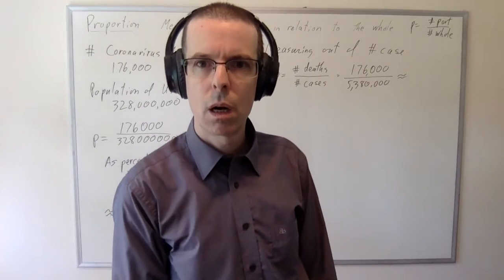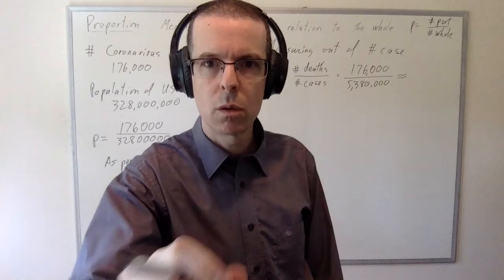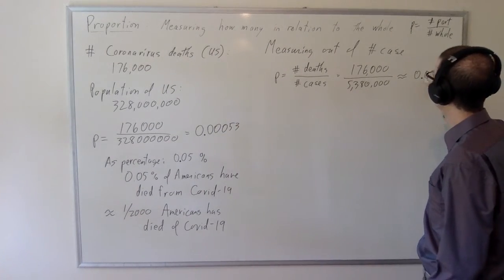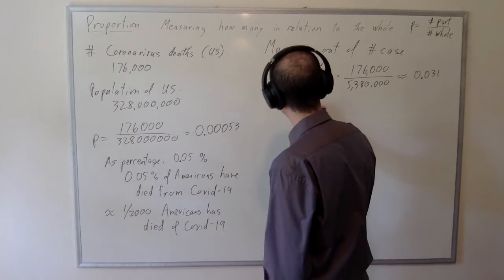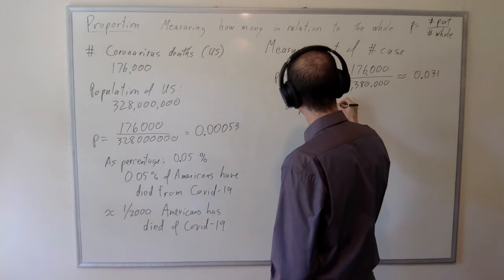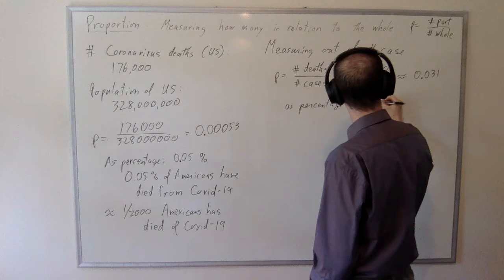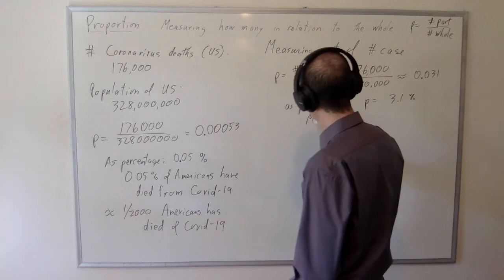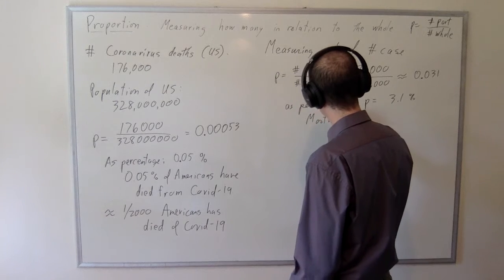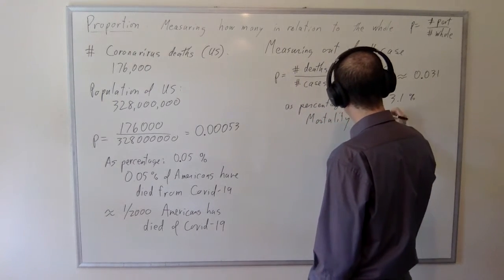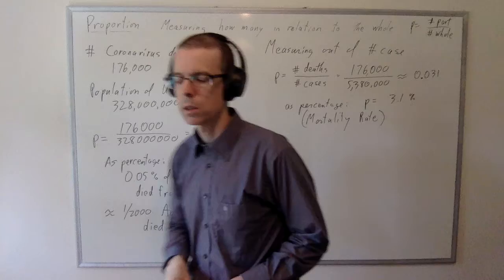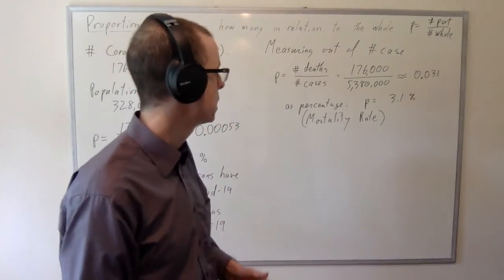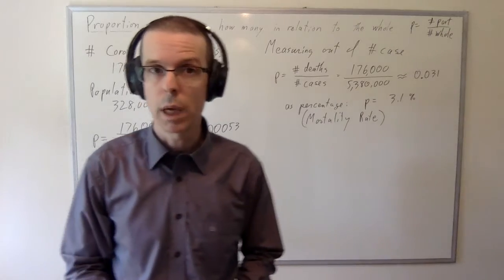approximately 0.031. And as a percentage, P equals 3.1%. And this is a mortality rate. This tells you the rate of death per case. It's pretty high, and that means that the disease is extremely dangerous.